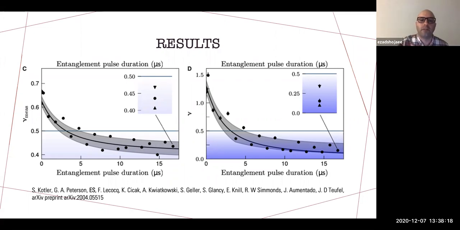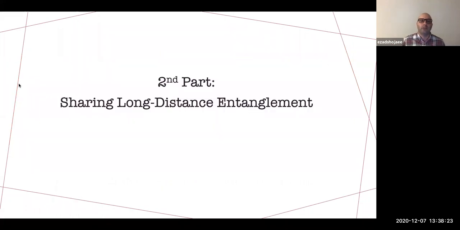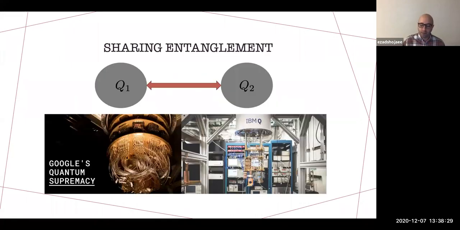Hopefully I have some time to go over the second half of my talk really fast, which is about sharing long distance entanglement. So the first part of the talk was about the ability to entangle two objects on the same tabletop. But what if you want to extend the range of your quantum network?